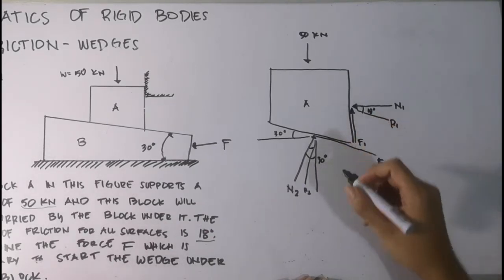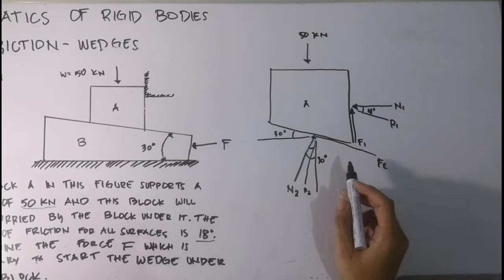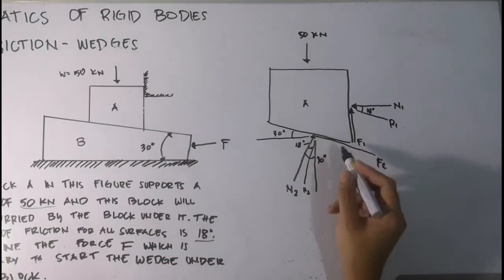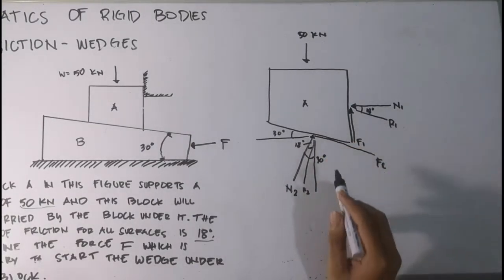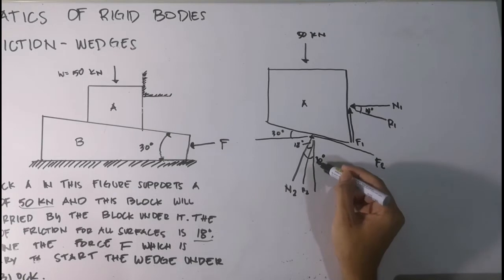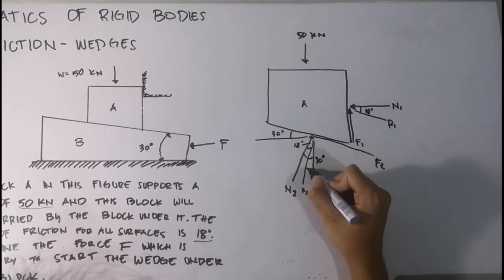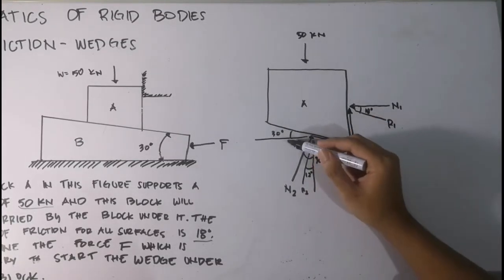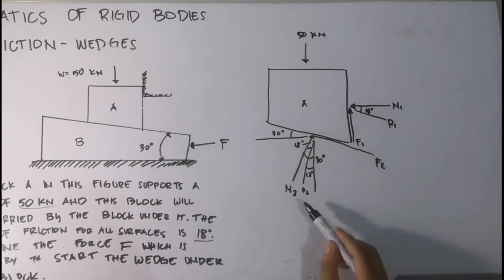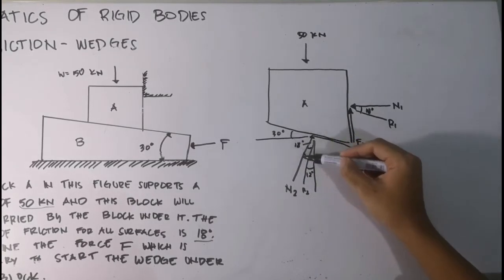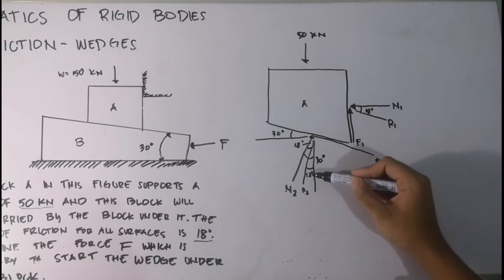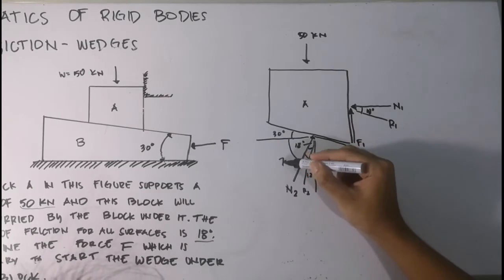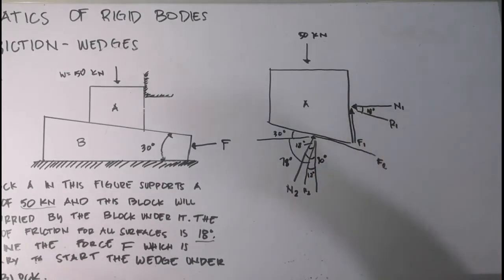If this is 18 degrees, then 30 minus 18 is 12 degrees. If I want the angle of R2, 90 degrees minus 12 equals 78, so R2 is at 78 degrees. That's the end of our part 1.